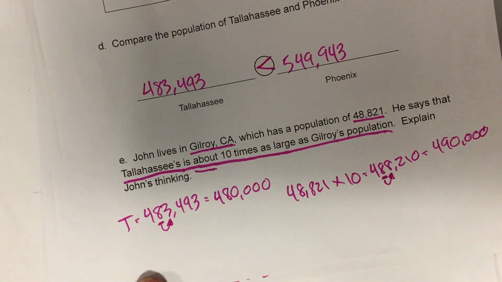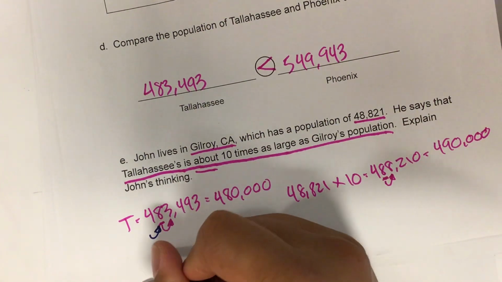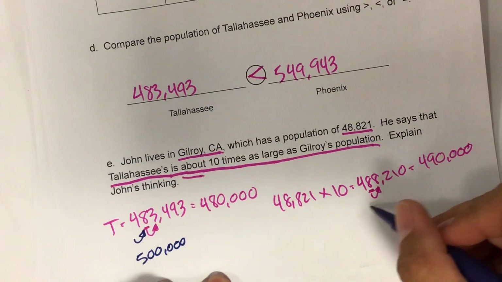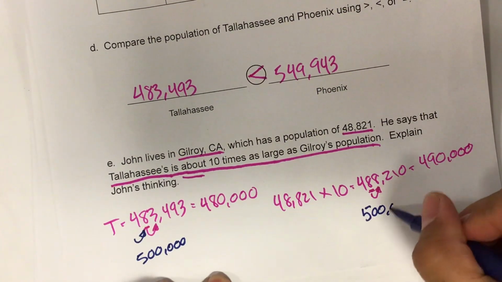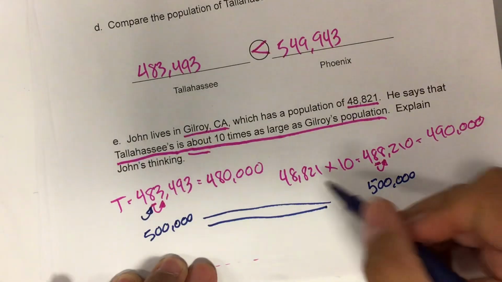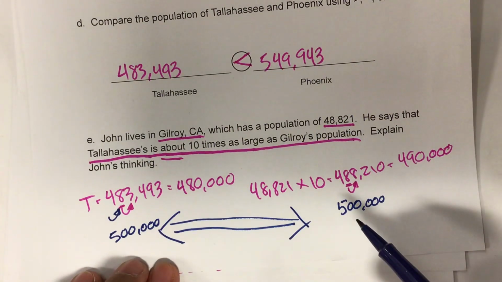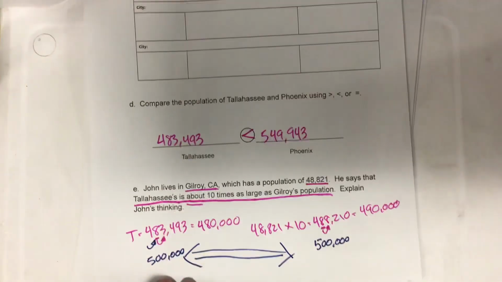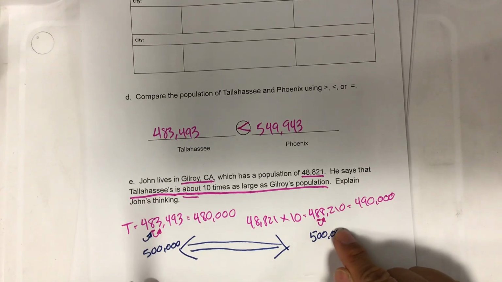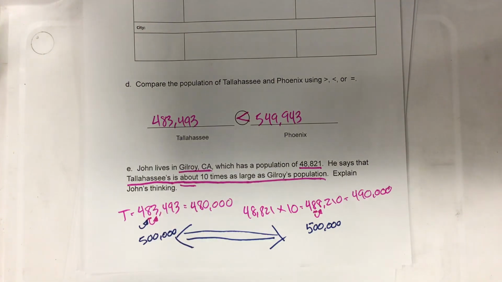If you round it to the nearest 100,000, so that will be 4 looking to the 8, that would be 500,000. Here, that would also be 4 to the 8, that would be 500,000. So seeing that the estimates are equal to each other, that is also showing that they are about 10 times as large. So the comparison will show that Tallahassee is about 10 times as large as Gilroy, because our estimates are equal, or they're just really close to each other.